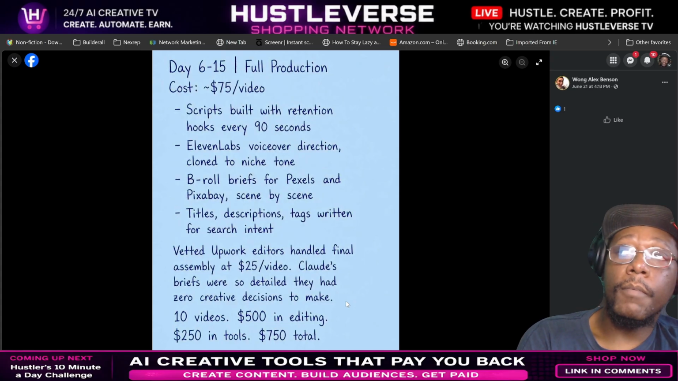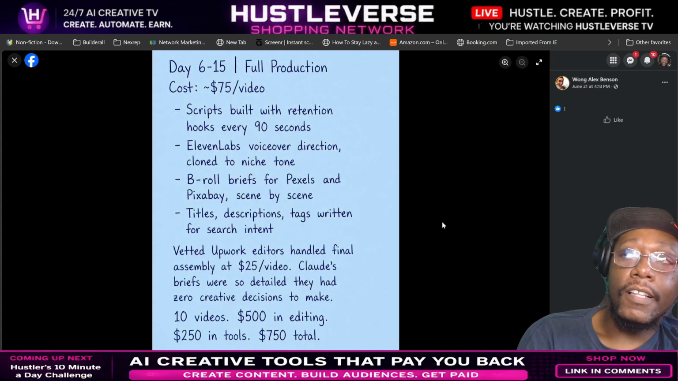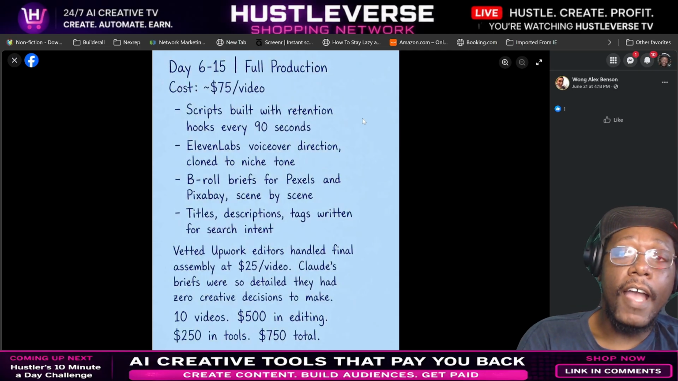So if you're someone like me, for example, let's dissect this. It says scripts built with retention hooks every 90 seconds. Okay, so we can use AI to actually create scripts that are built with retention hooks every 90 seconds, right? So we can use AI for that, and there are some free AI tools for that.